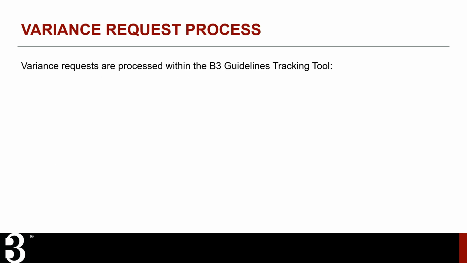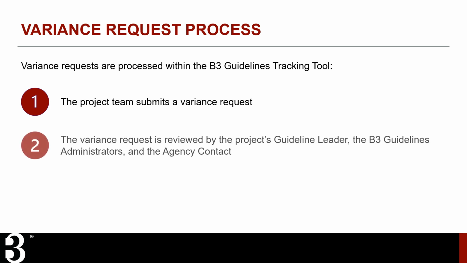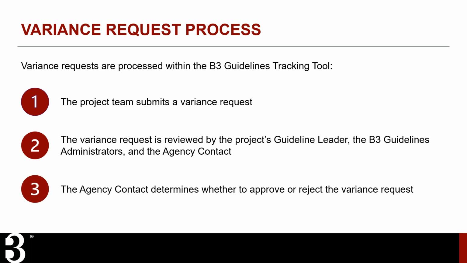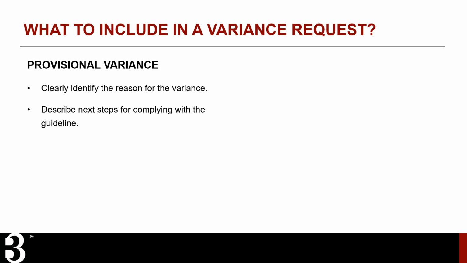Variance requests and non-compliant designations are handled within the B3 Guidelines tracking tool. First, the project team submits the variance request. Next, the request is reviewed by the project's Guideline Leader, the B3 Guidelines administrators, and the agency contact, who determines whether to approve or reject the request. For provisional variances, the request must clearly identify the reason the variance is required and describe next steps for complying with the guideline in later phases.